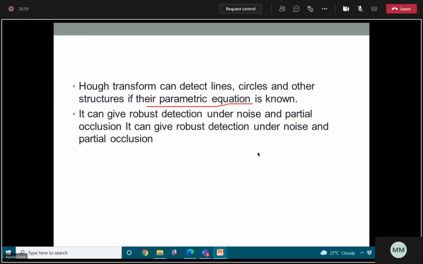We need to know the parametric equation. For a line there will be one parametric equation, and if it is circles, then based on the structures, for each one there will be a different parametric equation. If that is known, then we can detect it. It also gives robust detection under noise, and if there is any partial occlusion, it will also work better.